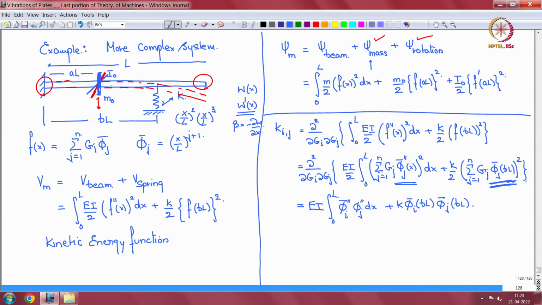Okay, so if you now find out the element kij, I comma j, it will look like (I plus 1) into I, (j plus 1) into j EI by (I plus j minus 1) L cube, and the spring part k by (I plus j plus 2). These are the elements of the stiffness matrix.